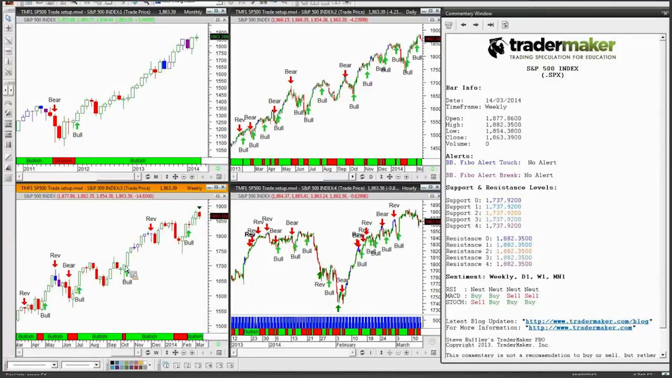So all these, remember, monthly candles are made up of weekly candles, daily candles. Weekly candles are made up of daily candles. Daily candles are made up of hourlies. It's all the same thing.